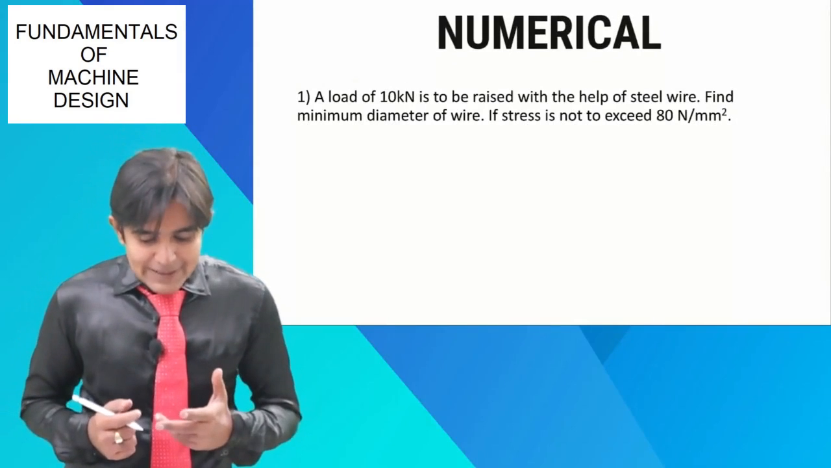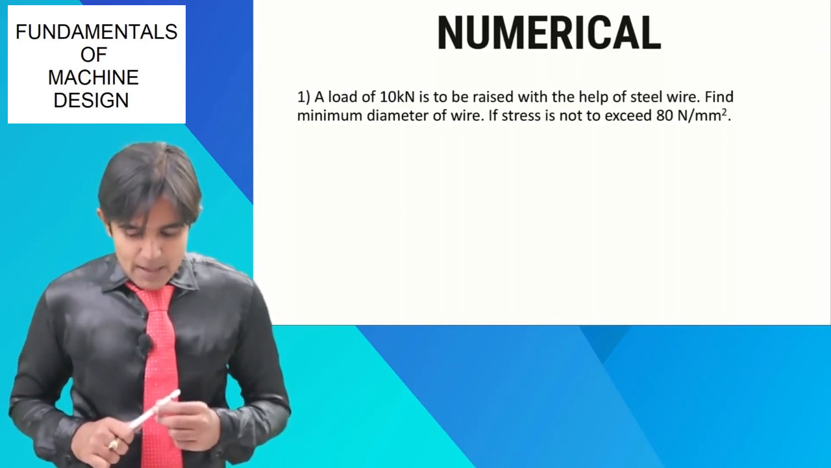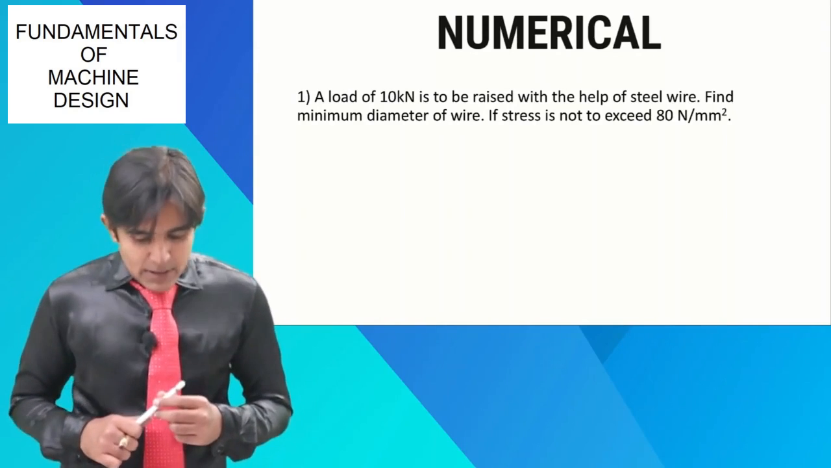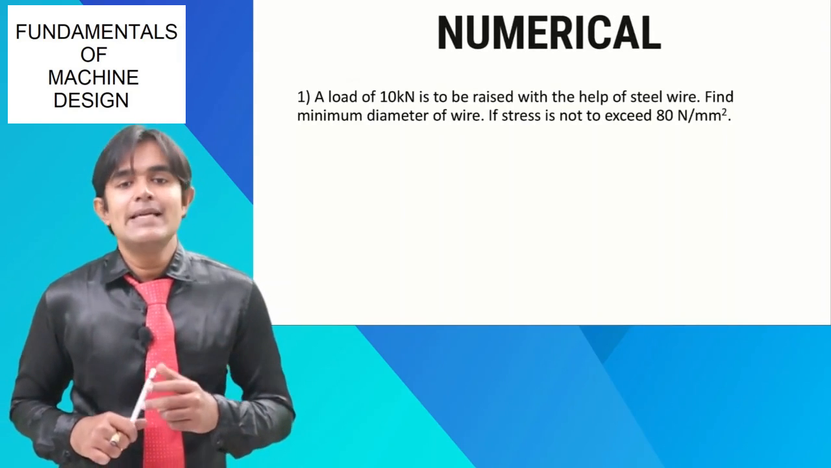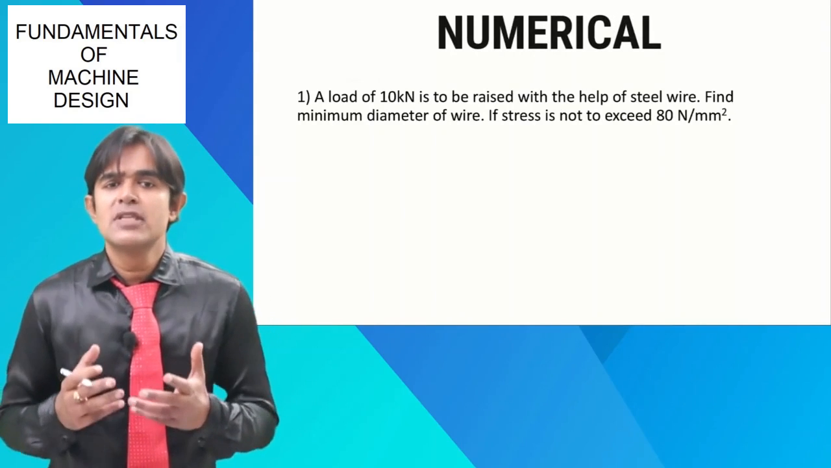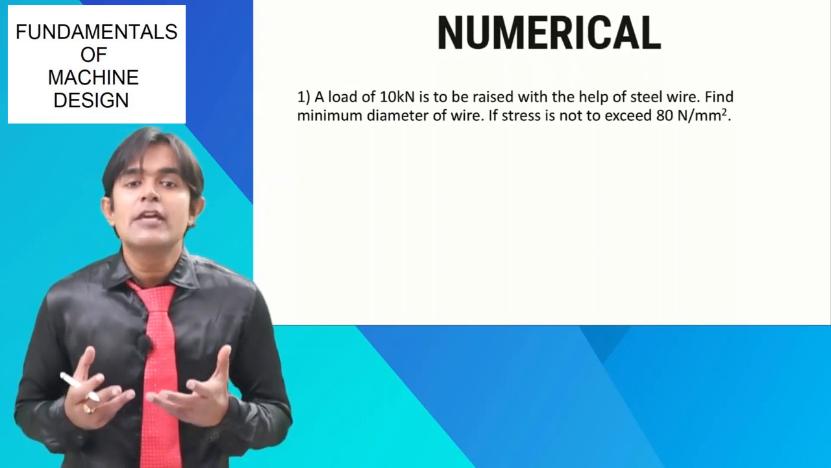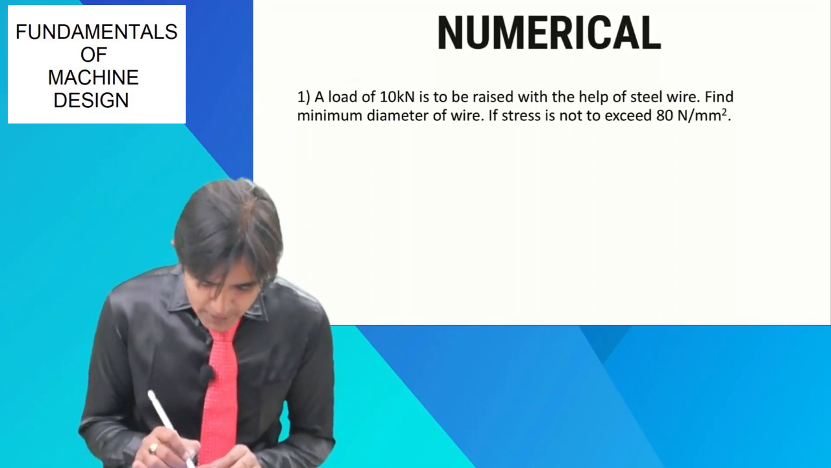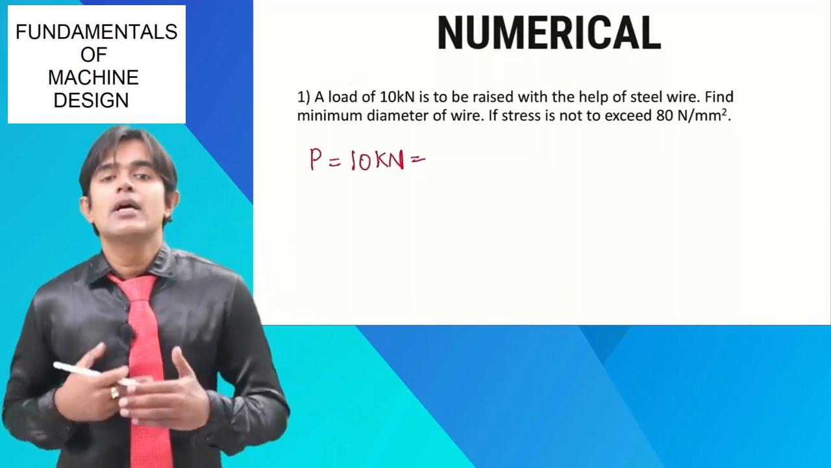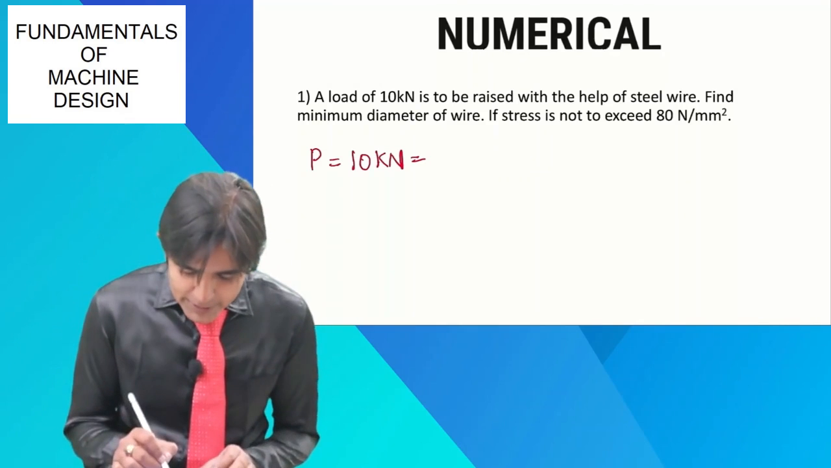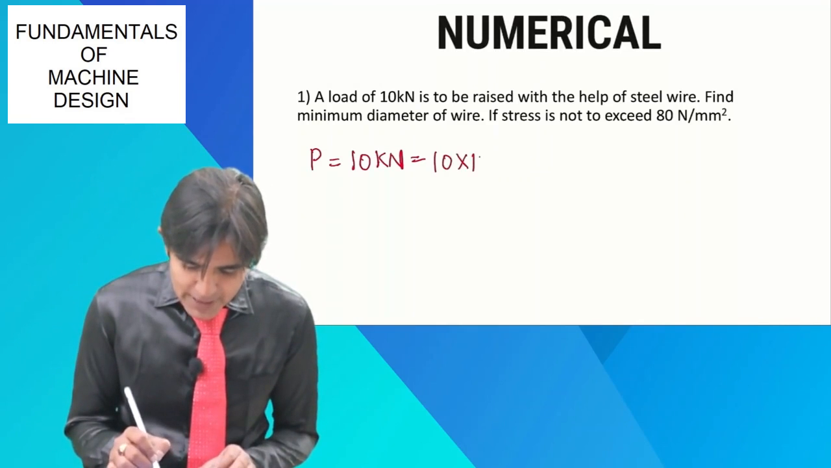Now let us solve one numerical. A load of 10 kilonewton is to be raised with the help of a steel wire. Find the minimum diameter of the wire if stress is not to exceed 80 Newton per mm square. The first thing I'll be doing is writing down the given data. So let us start. The load is given P, that is 10 kilonewton. Like I said, you need to do the conversions first. So I'll convert it into Newton. So 10 into 10 raised to 3 Newton.